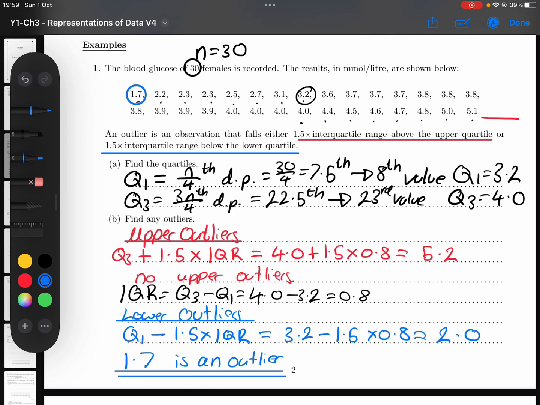Okay. So after solving the question, let's reflect on how we did it. Well, we had to use two formulas to find the upper and lower boundaries. We found that there were no upper outliers. In fact, there might not be any outliers in the whole data set, but in this case, we were able to find one outlier on the lower side of things. Okay, let's move on to question 2.